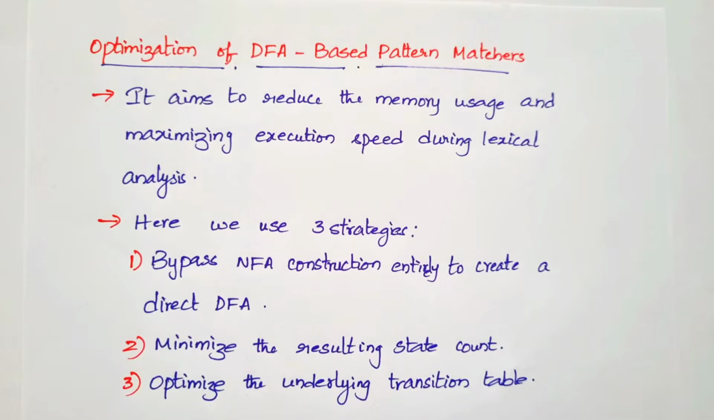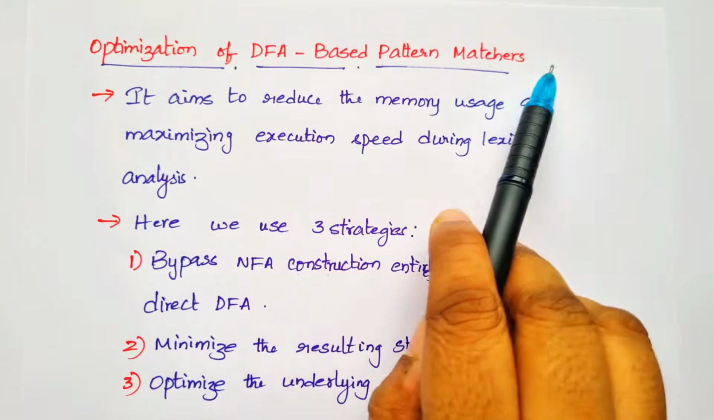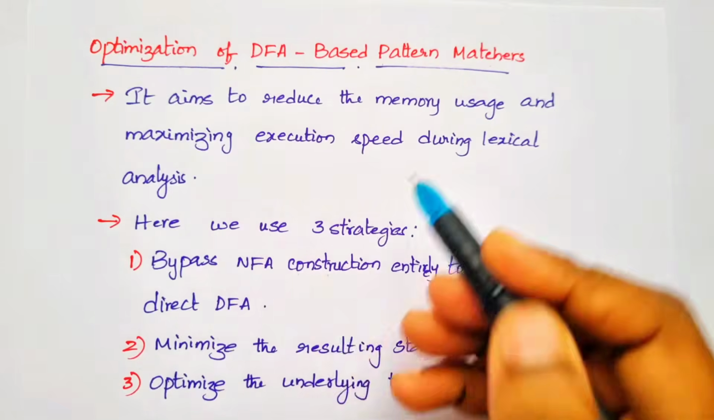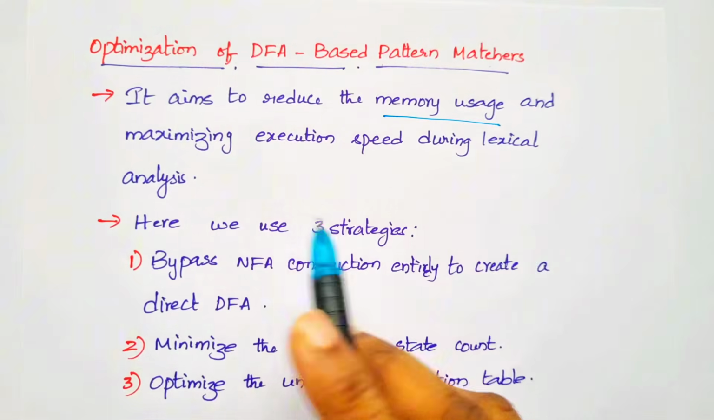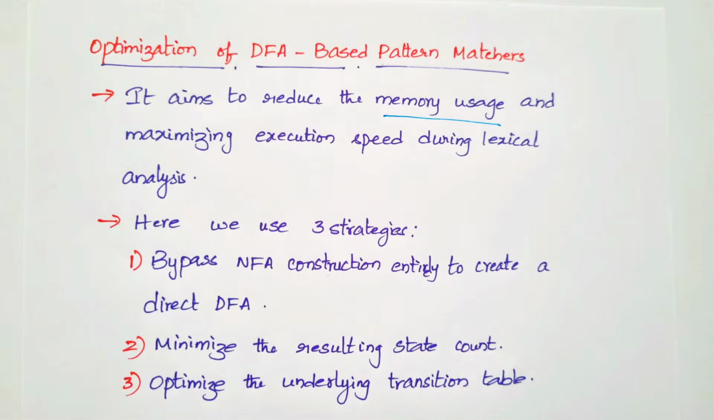In this video, we shall discuss optimization of DFA-based pattern matches. This method is used to obtain directly the minimized DFA for a given regular expression. The main aim here is to reduce the memory usage and also increase the execution speed during lexical analysis.